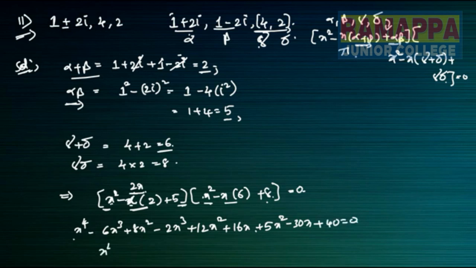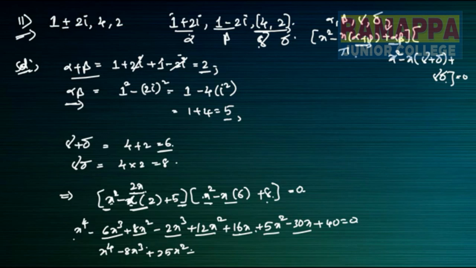So x power of 4 will come like that only. Minus 6x cube minus 2x cube becomes minus 8x cube. Then 8x square, 12x square and 5x square make 25x square. And what will remain here is for x: minus 16x minus 30x, which is minus 46x. How do we get 16x? 2 sixes are 12.